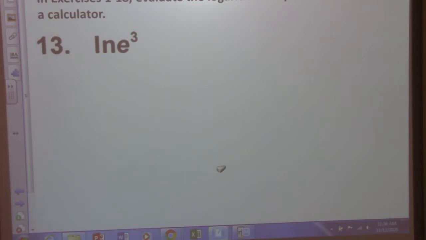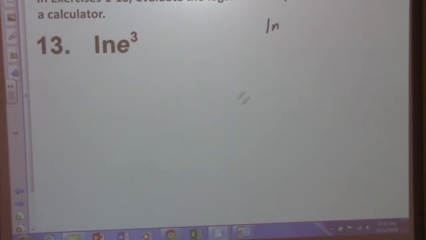In these exercises, starting with 13, we're introduced to this thing right here, which is ln. Do you know what ln is? Anybody? Okay, ln means natural log.